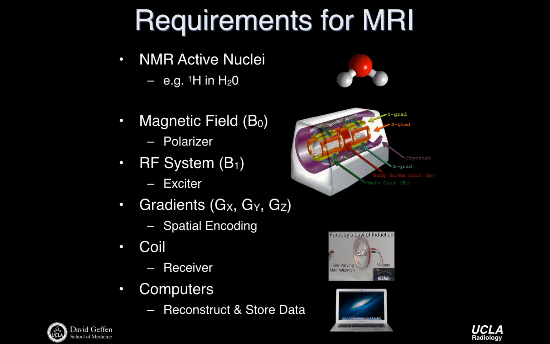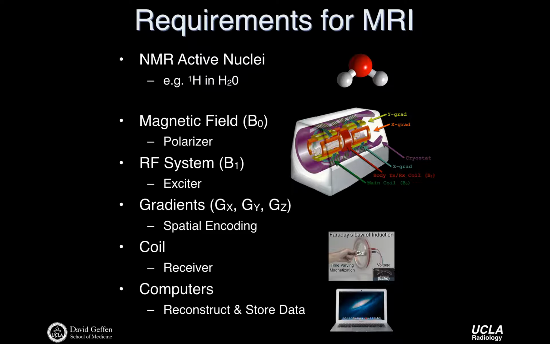You have to have a strong magnetic field, the B0 field, and what you want to associate that with is being the polarizer. And we'll talk about, it'll be more clear what that really means, but B0 is critical for organizing the spin system in a coherent way. And then we need to have the exciter, the RF system, and the B1 system is the exciter.